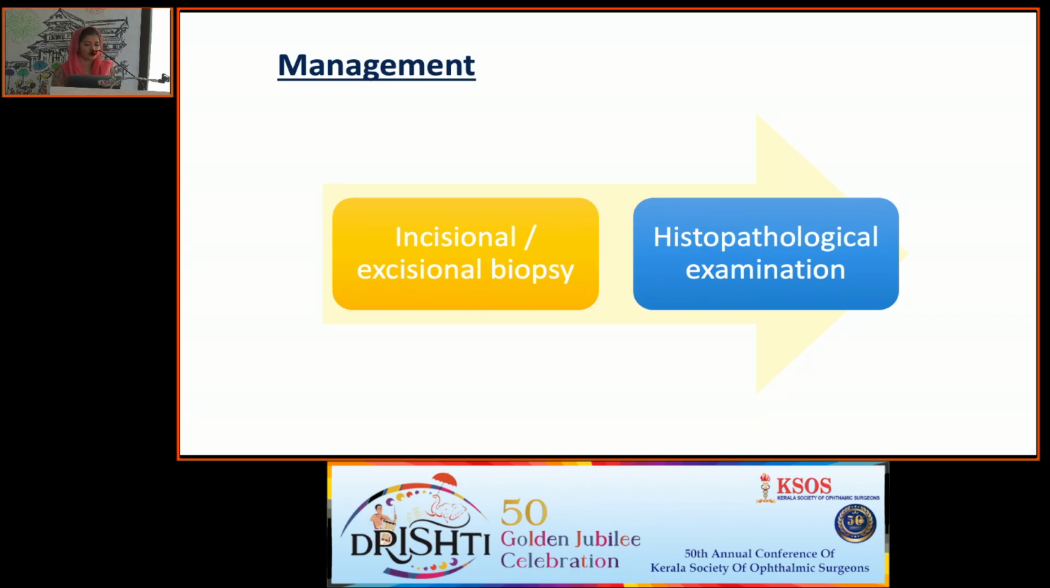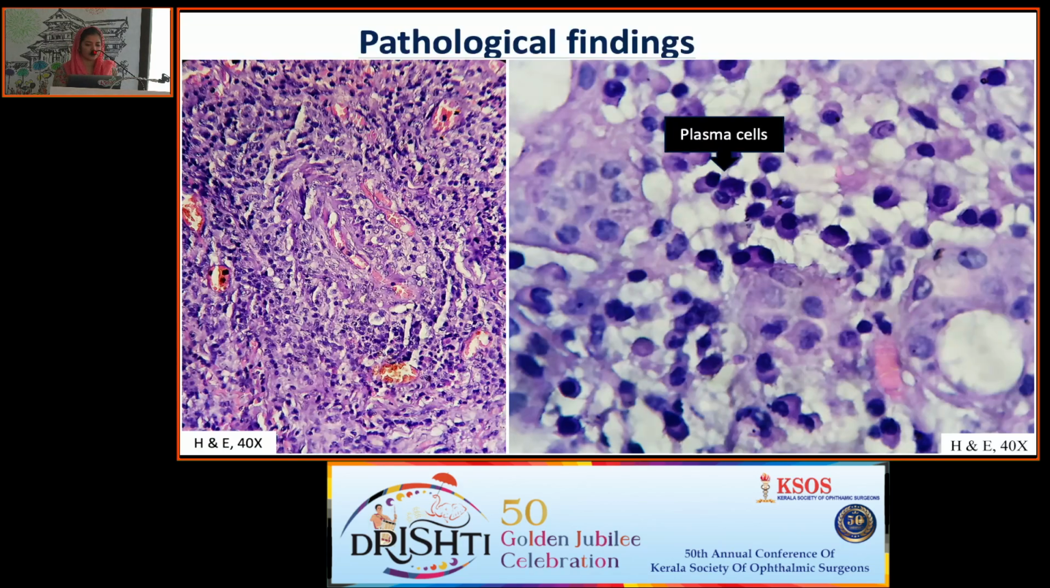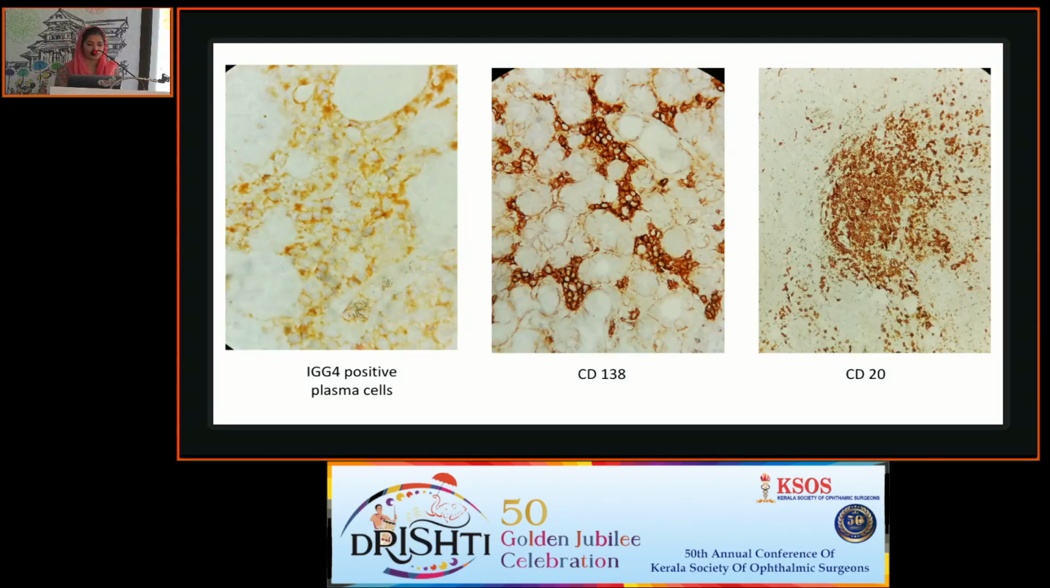Incisional or excisional biopsy were done and sent for histopathology examination. Histopathology evaluation was available in all the patients, and the most prominent features were storiform fibrosis, lymphoplasmacytic infiltration, eosinophilic infiltrate, and perivascular inflammation. Immunohistochemistry for IgG4 positive plasma cells was performed in all cases and was consistent with IgG4 related disease. CD3 and CD20 markers were also positive.